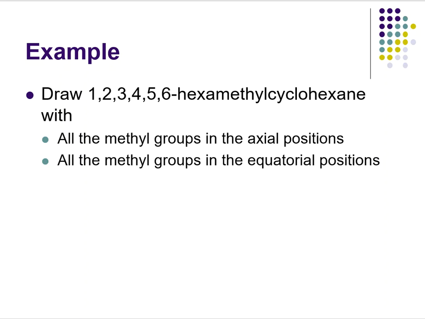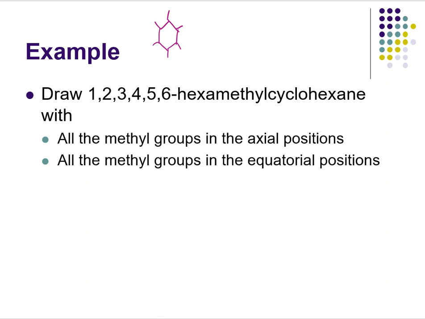It can flip between boat and chair, but on each carbon, there are two special types of bonds, one that we call the axial bond and one that we call the equatorial bond. All right, so this is just going to prove that I know the difference between the two. So cyclohexane is there, and then 1, 2, 3, 4, 5, and 6 hexamethyl. So there's a methyl group on every one of those carbons.